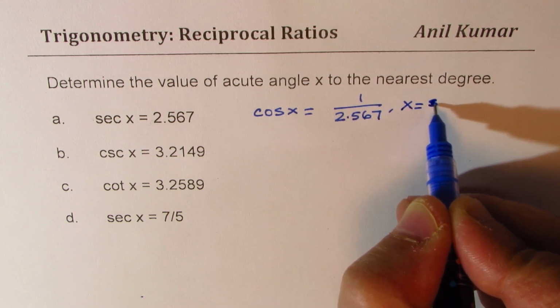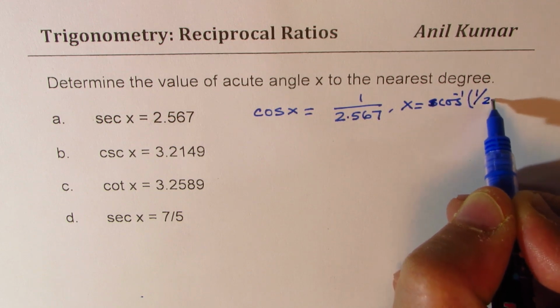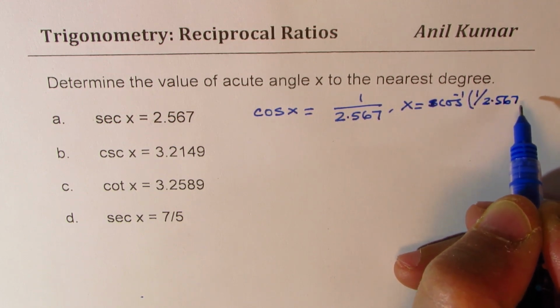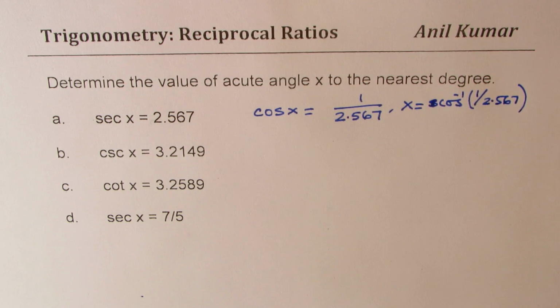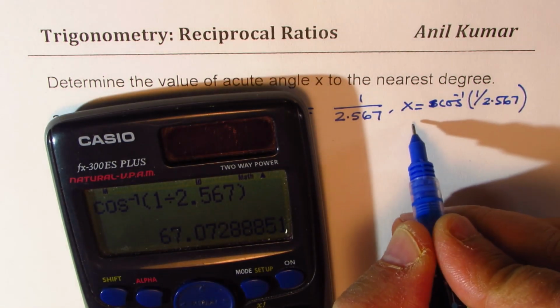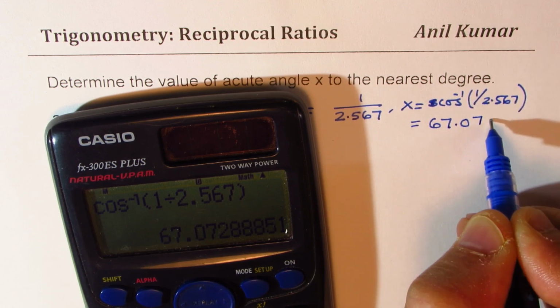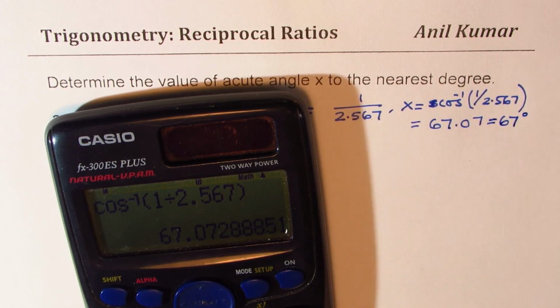It is cos inverse of 1 over 2.567. That is how we have to find it. You can set your calculator to degrees since we want to round the answer to the nearest degree. Shift cos inverse 1 divided by 2.567 bracket close, equals gives you the angle, and in this case we get the angle as 67.07, so it could be rounded to 67 degrees, correct?